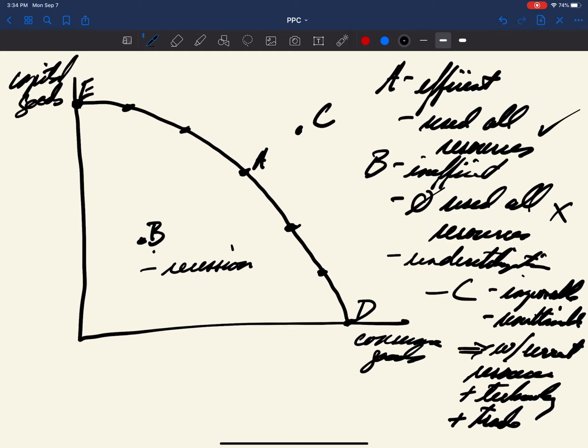Now, here's a note for my micro students that I want you to start being aware of now. This relates only to the PPC, but you're going to see these two terms come up again and again throughout the course. And those terms are productive and allocative efficiency.